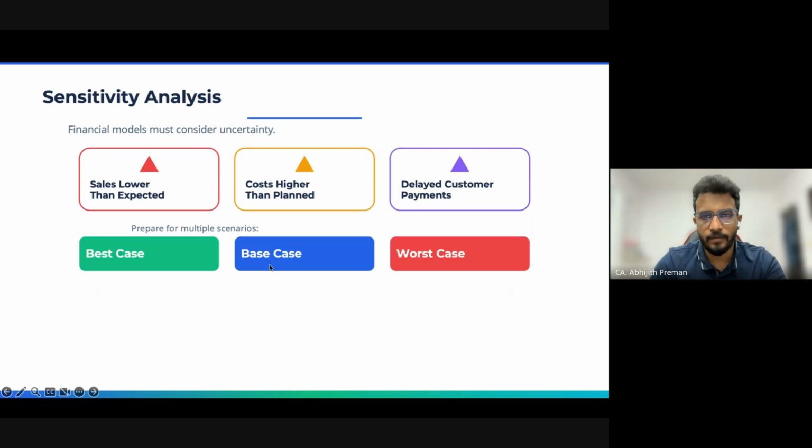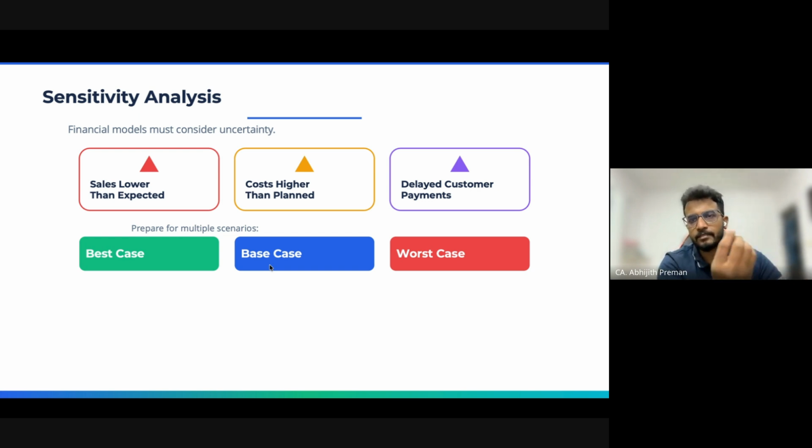Okay. Then sensitivity analysis. This is something I typically ask every founder to do, because financial models must consider uncertainty. See, if everything goes good, it's well and good. Okay, fine. Your Excel is superb. Your Excel is what it is going to be in the actual scenario.